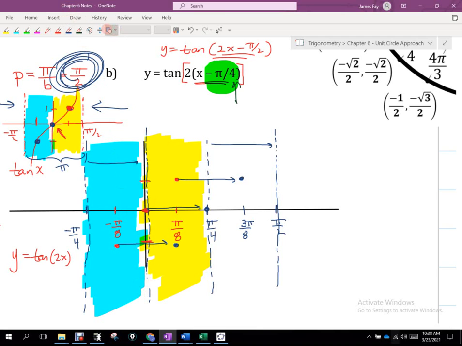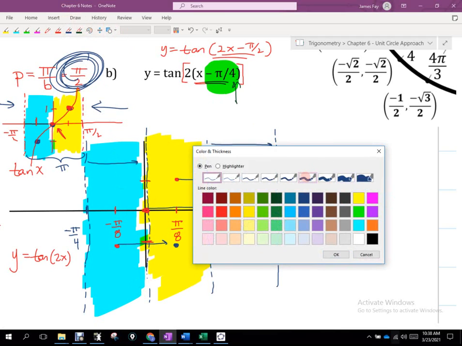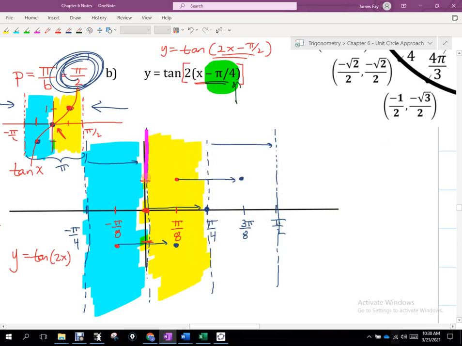Okay. And I'm just going to highlight here the final information. We'll do this in pink here. That should be an asymptote. That should be an asymptote. Point, point, point. And we want a smooth curve through it.